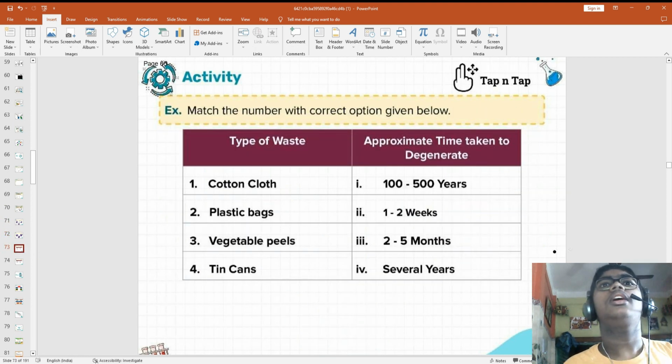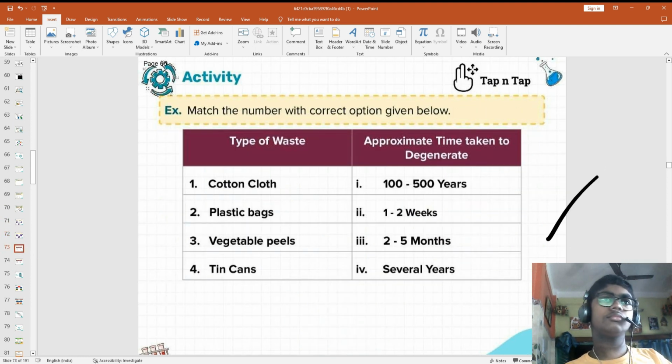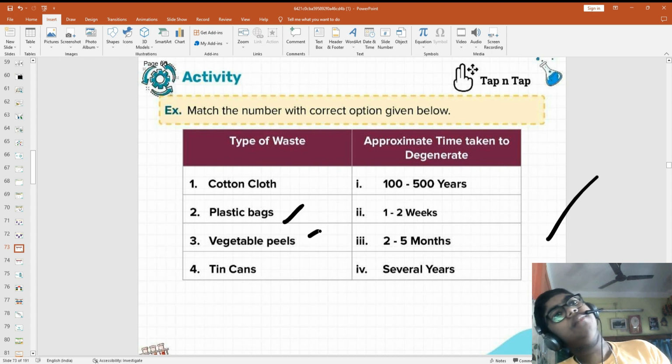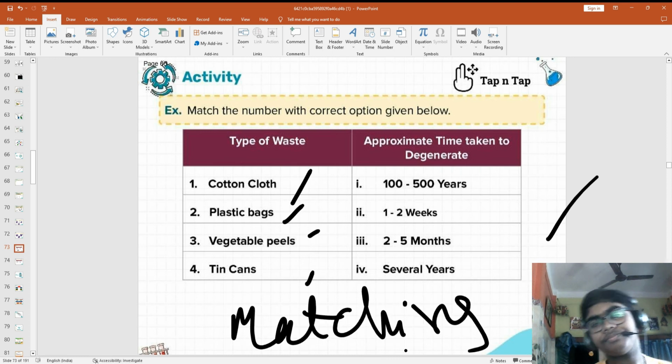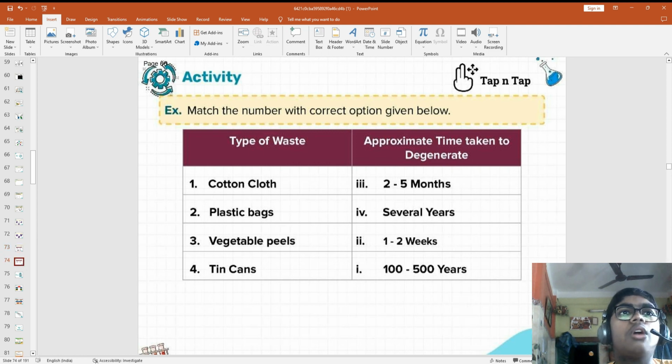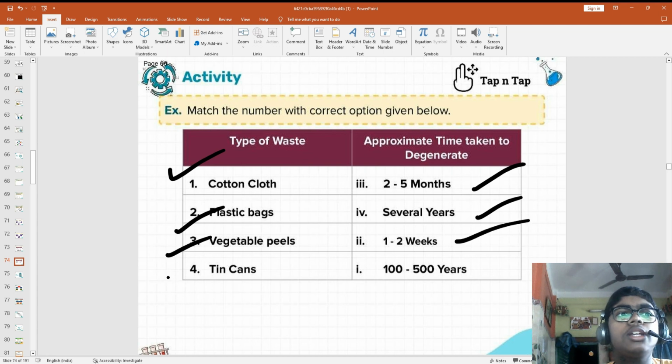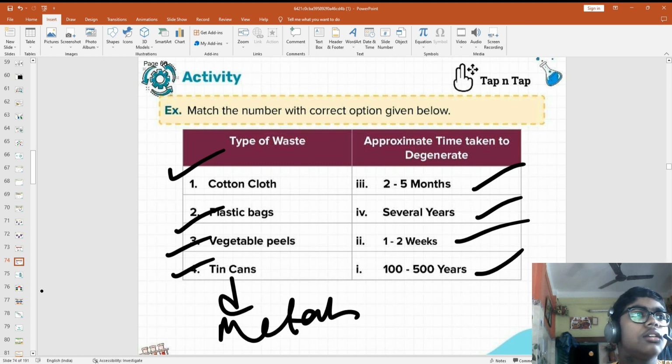Chalo. Tell me. Cotton cloth. How much time does it take? Plastic bag, vegetable peels. Just do the matching fast. Do it fast. So cotton cloth 2 to 5 months. Plastic bag several years. Vegetable peels 1 to 2 weeks. Tin cans 100 to 500. Yes, because they are metals, right?